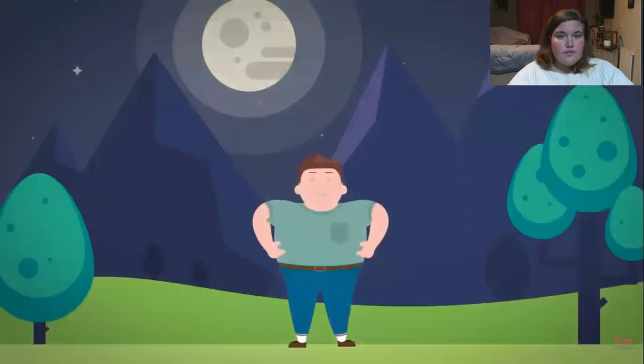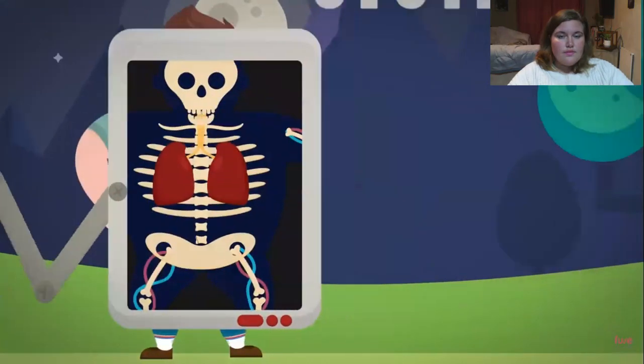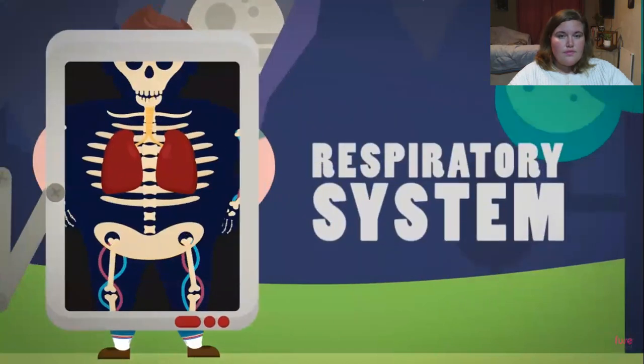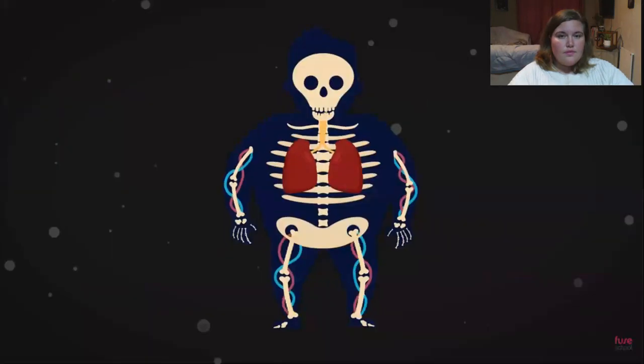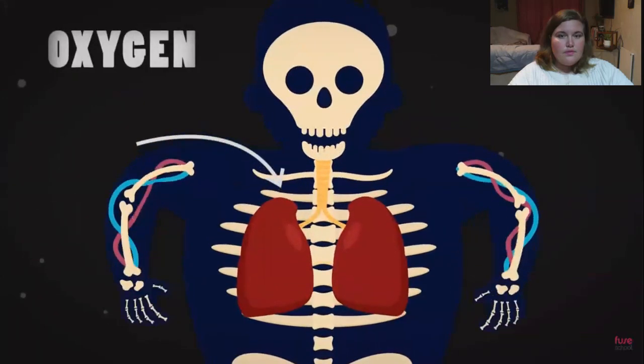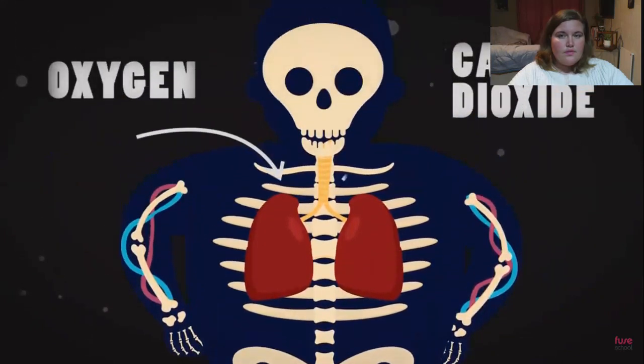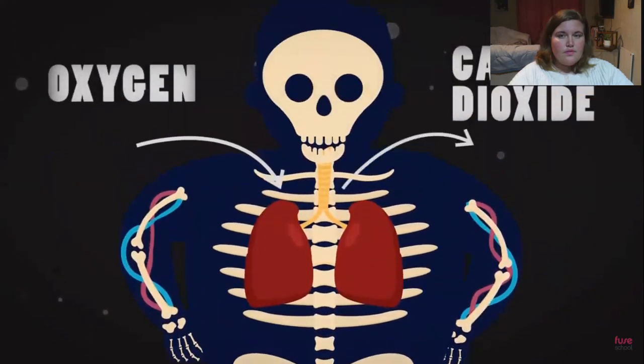Take a big breath in, hold it, and breathe out. Now let's begin. You just used your respiratory system. It is a system in humans that is designed to extract oxygen from the air so we can use it in respiration around the body, and at the same time get rid of carbon dioxide gas into the air, which is the waste product from respiration.